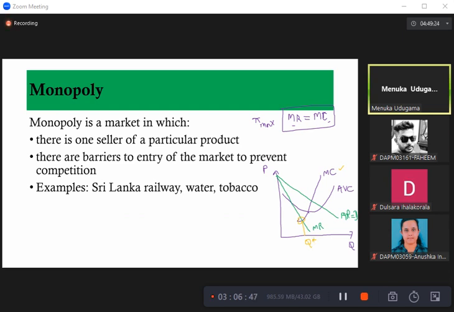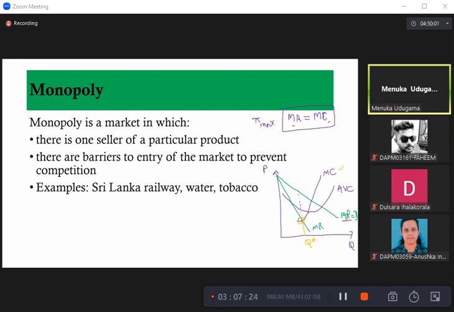Okay, now we need to find the price and the profit, right? To find the price, we know that the demand curve shows the price, right? So we're going to draw a dotted line all the way up to the demand curve. This is the demand curve, the average revenue curve. And average revenue means the revenue of one unit, right? Revenue per unit.